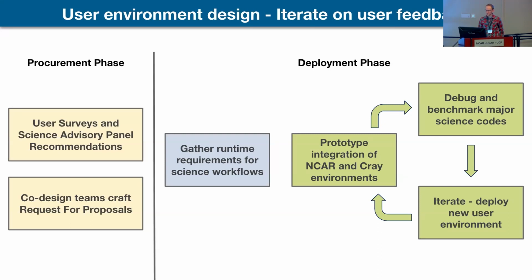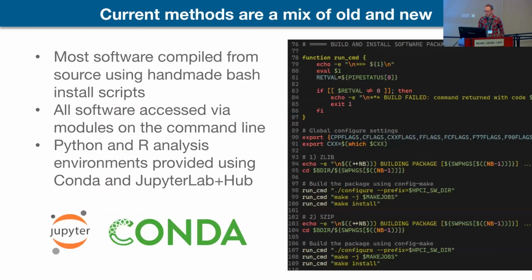And then we've been in this iterative phase since then, where we prototype an integration of the environment that we want to deploy, as well as what the vendor is providing us. Then we iterate that on Gust, the test system, by debugging major benchmark and science codes, and then deploy and repeat.